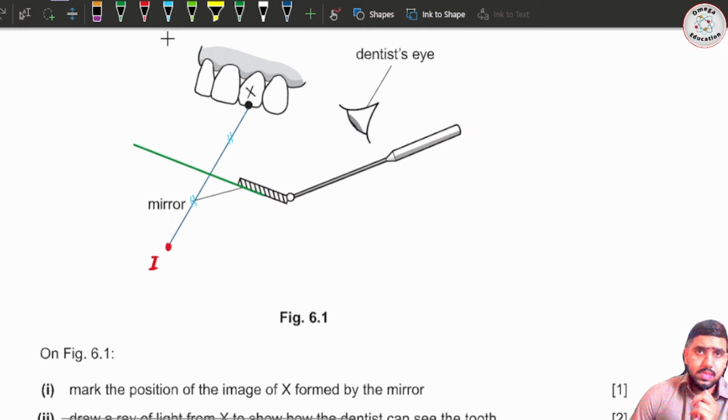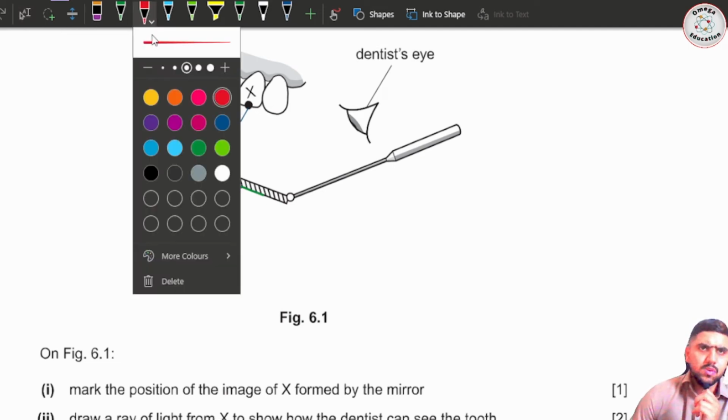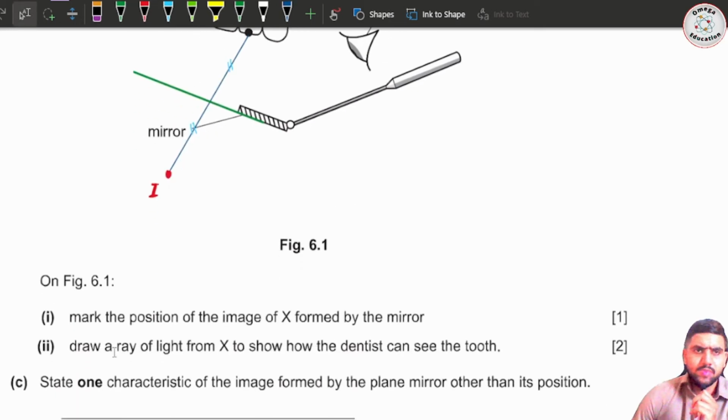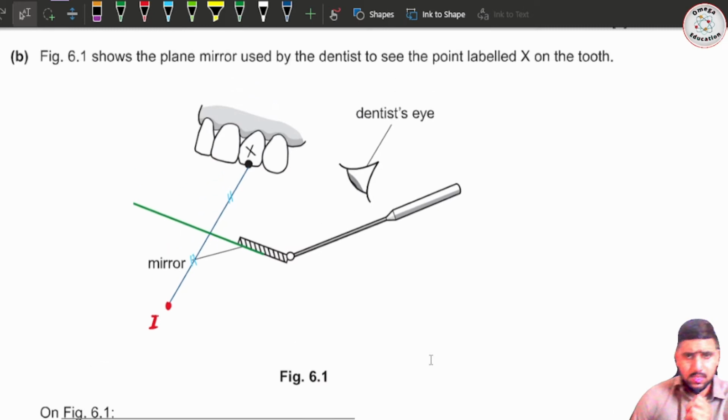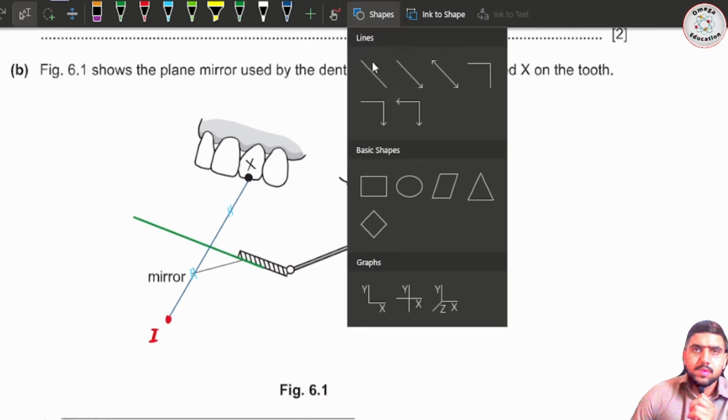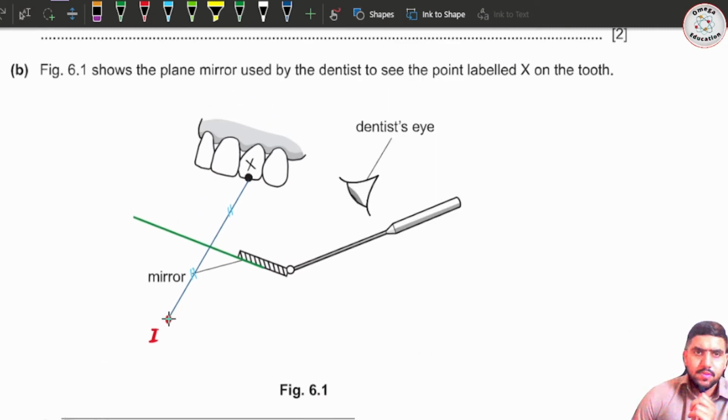then you draw a ray from the image towards the eye. So generally we draw two rays, but in this one they have asked us to draw a single ray. Draw a ray of light, all right, from X to show how the dentist can see the tooth. All right. So first of all, we join the image to the eye like this.